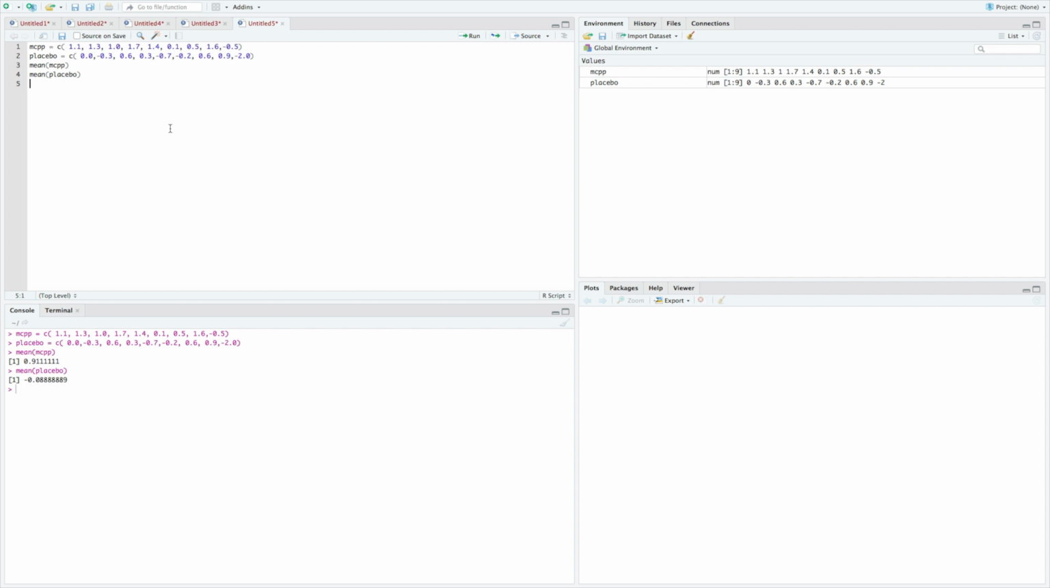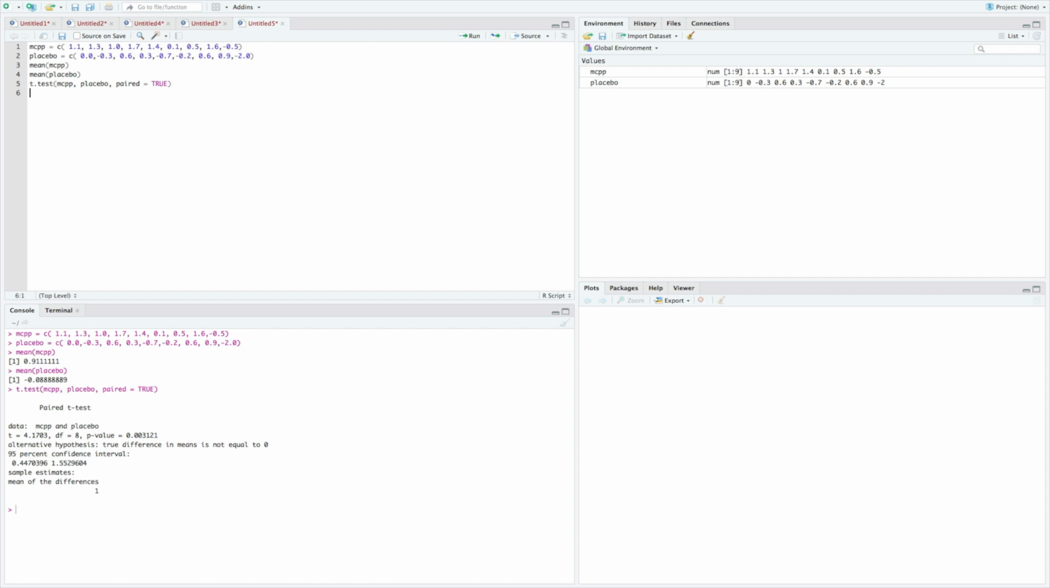And the next thing that I want to do is to do the t.test in order to get the t-statistic. The first group is MCPP, the second group is placebo. And don't forget, we have to specify the paired option equal to true. We get the t-statistic, which is 4.17, and that solves part A of the question.